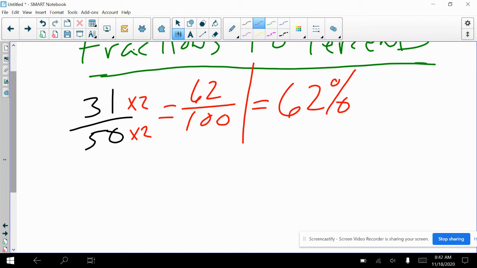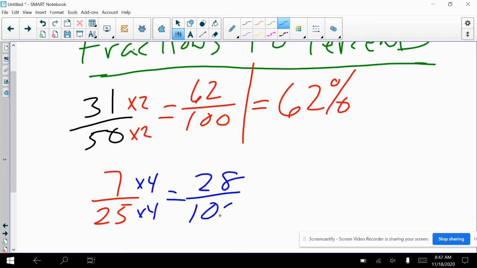Okay, so what if we have, again, 7/25? What are we going to do to 25 here, Brady? Multiply it by 4, right? So we get 28 over 100. And once we get the denominator to 100, our numerator is our percent. You're good with that, right? That's the easier way, actually.